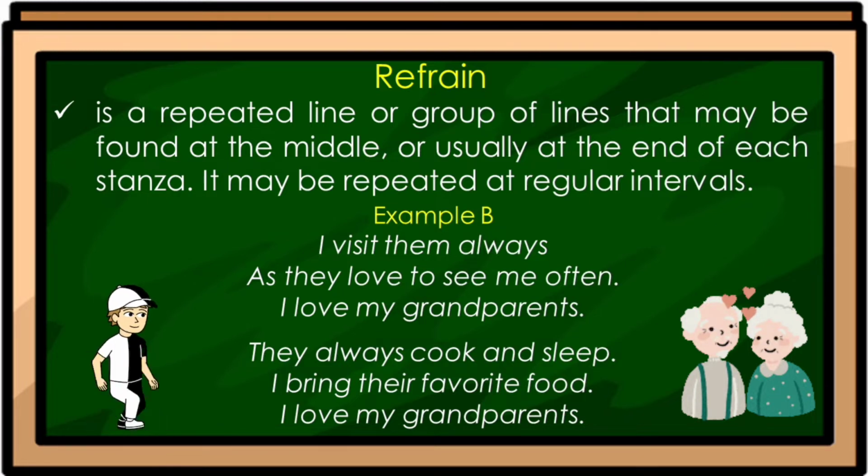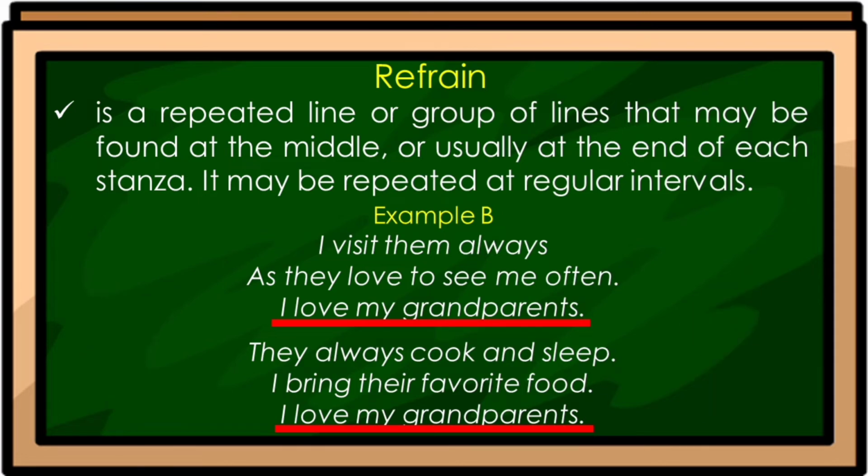So example B shows the use of refrain, in the last line of each stanza. Anyway, there are two stanzas in this example. So the last line in each stanza, which is I love my grandparents, shows the refrain of the poem. Alright? So you have to take note that refrain refers to the repeated lines, while repeated patterns refers to the repeated words. Very easy, right?